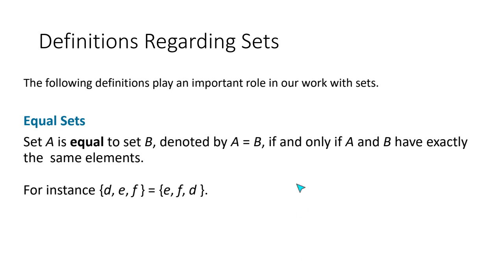All right, so now we have a few more definitions. We have equal sets. Set A is equal to set B, denoted by A equals B, if and only if they have the exact same elements. So we look at this set and this set, we have a D here and a D here, an E and an E, an F and an F. So they have exactly the same elements, so we say that these are equal because they're exactly the same.